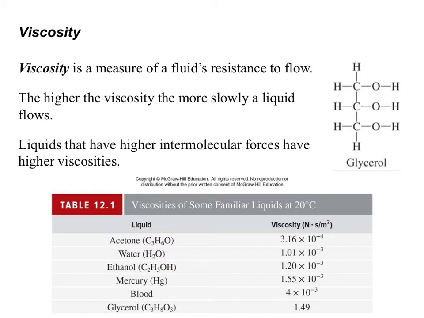For example, water has a viscosity of 1.01 times 10 to the negative 3, whilst blood has a viscosity of 4 times 10 to the negative 3. You know that blood is thicker than water. That's the saying. Well, it's true. It is more viscous also. Glycerol at the bottom here has a viscosity of 1.49. That's like 1,000 times thicker than water? Crazy, right?